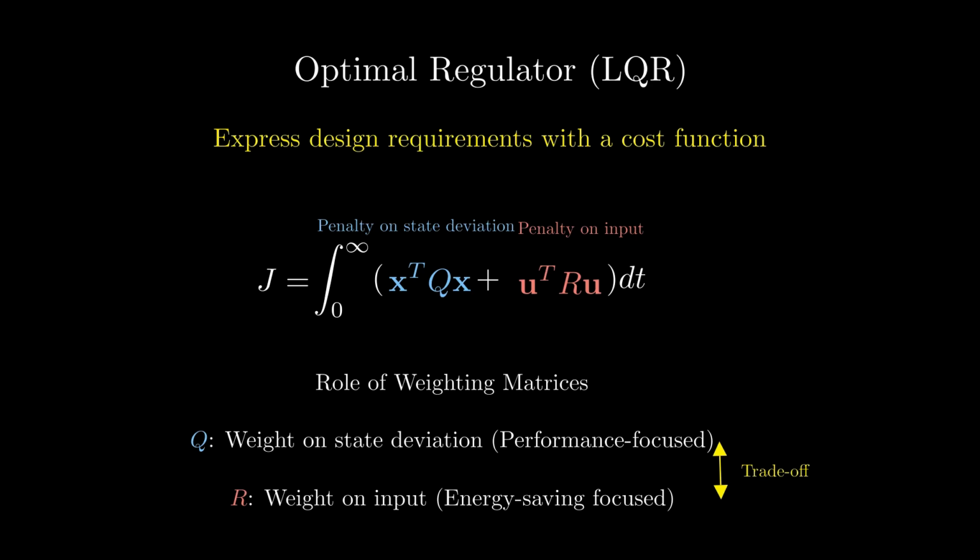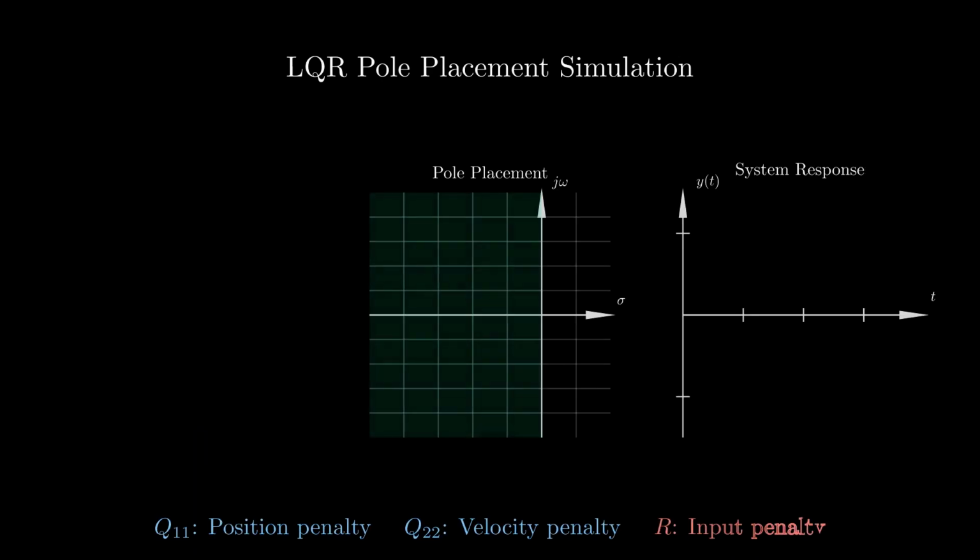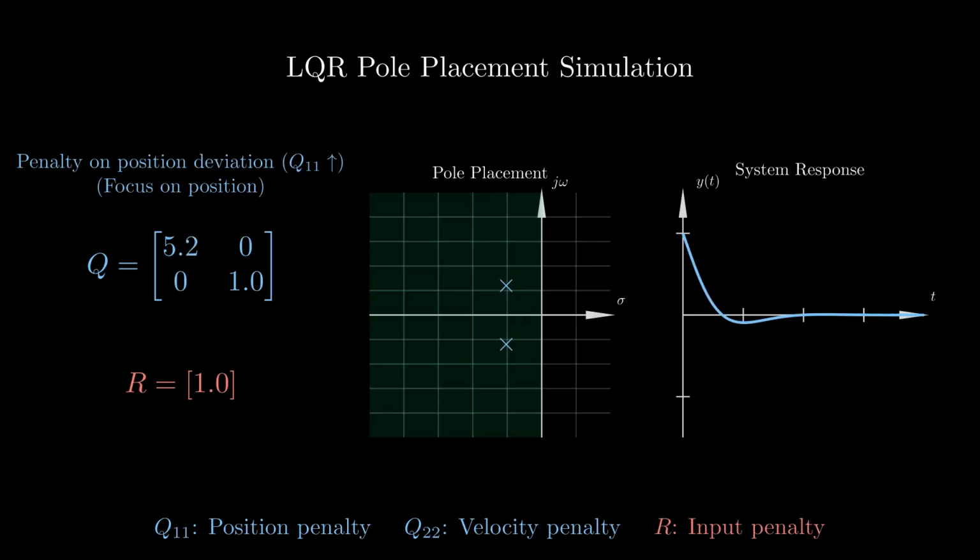Exactly. Being able to design with intuitive indicators like weights rather than coordinates is the advantage of LQR. Let's see this in simulation. First, we'll increase the position penalty Q11. This setting prioritizes position. As Q11 increases, the poles moved to the left side of the S-plane, and the response became faster.